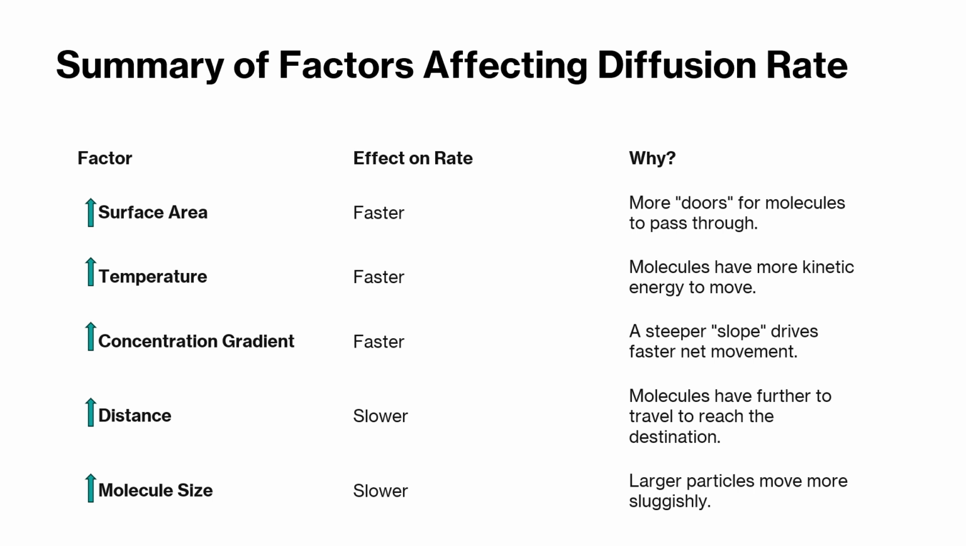So now look at distance. This is where an increase makes things slower. Even molecular size is also in this category. If you increase the distance, molecules have much further to travel to reach their destination, so it takes more time. And finally is molecular size. Larger molecules make the process slower. Just like in real life, smaller, lighter particles can zip through gaps quickly, while larger, bulkier particles move more sluggishly.